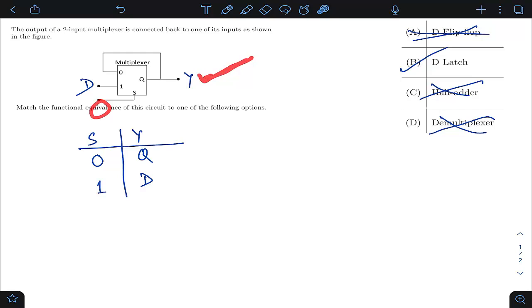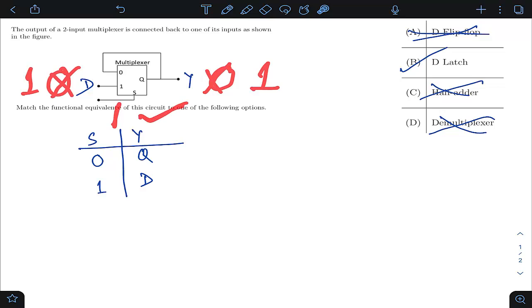If it was earlier 0, it will be 0 forever. If it is 1, it will be 1 forever as long as S equals 0. But if I make S equal to 1, then whatever you give here, the same thing will be transmitted to the output. If you make S equal to 1 and give D equal to 0, you will get the output as 0. If you make S equal to 1 and give the input D equal to 1, you get the output as 1. So if you make the select line 1, if you give 0 you get 0 output, and if you give 1 you get 1 as output.